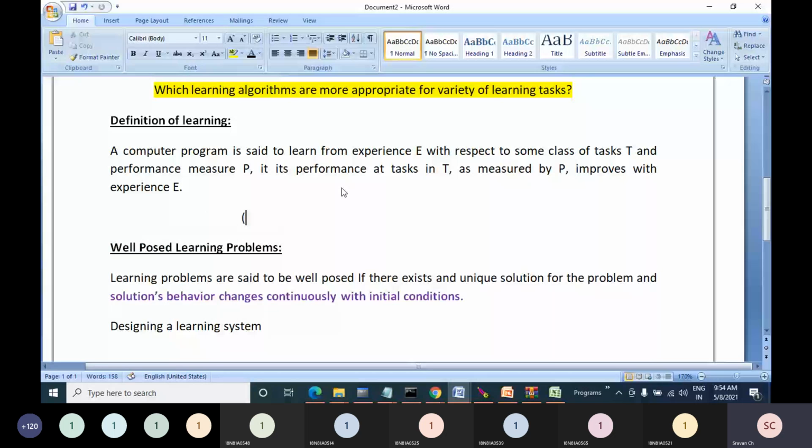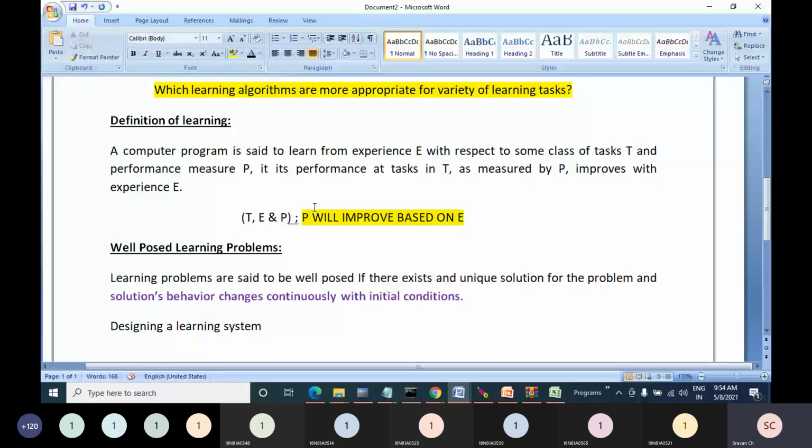One is called a task. The computer program will perform the task based on the experience, right? And performance is measured, or you can say performance will improve based on experience, right? If I become more and more experienced, my performance will improve, or my performance should improve.